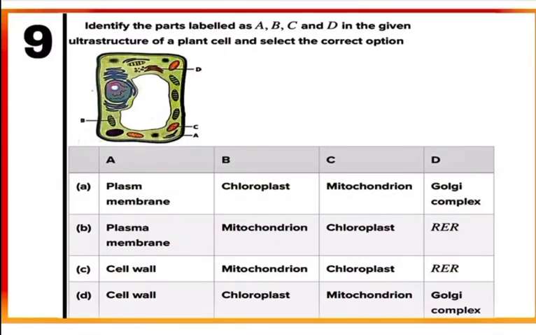Question 9. This is ultrastructure of plant cell. Identify parts A, B, C and D in the given figure of plant cell. A is plasma membrane, B chloroplast, C mitochondria and D Golgi complex. So here correct match is option A, mark A.